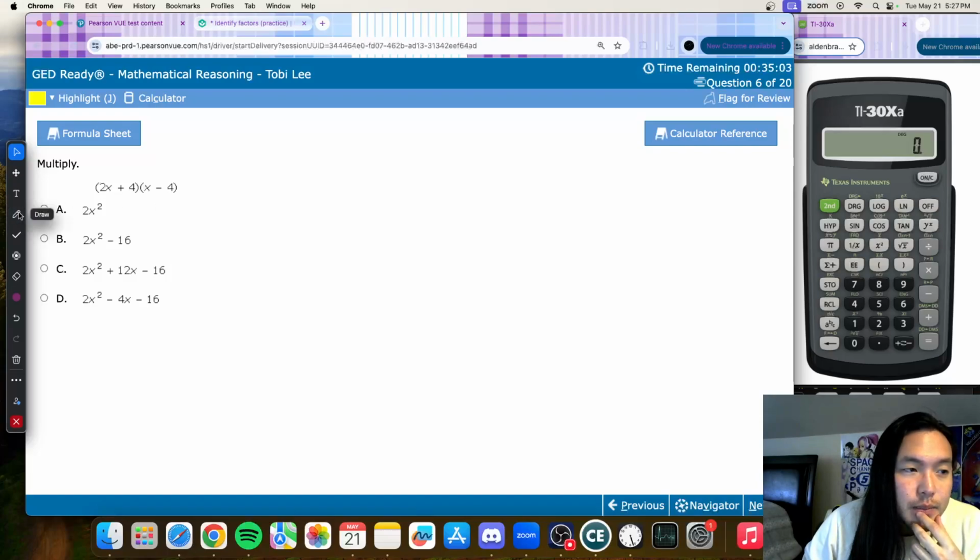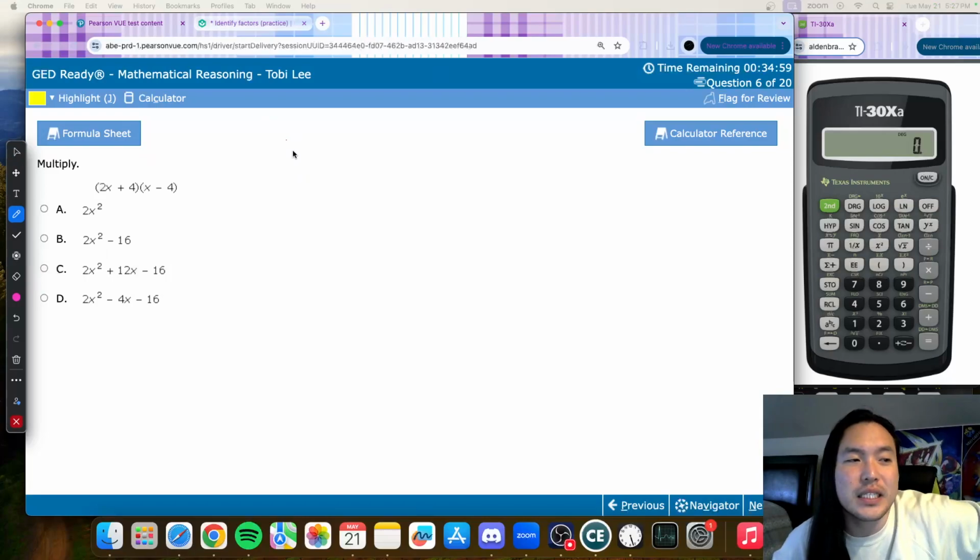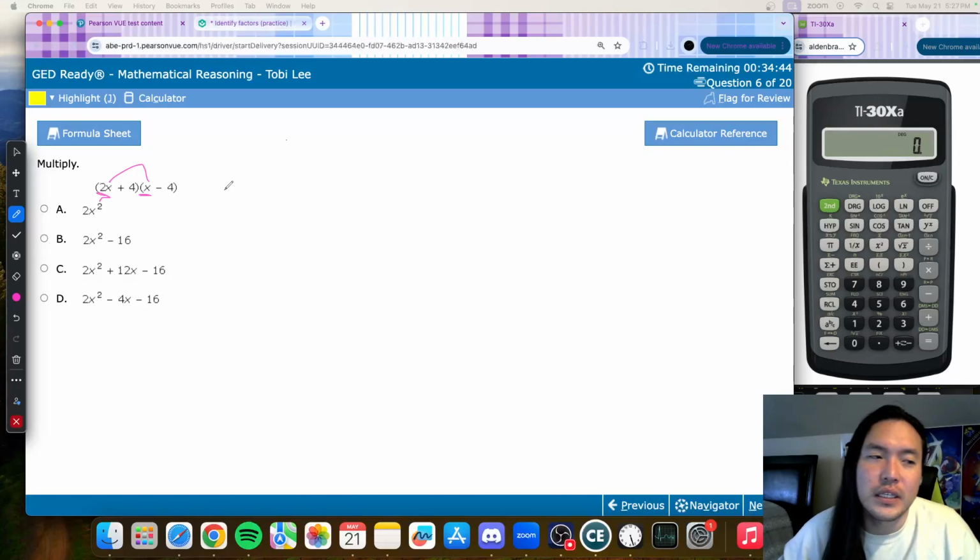Okay, they want us to multiply this. Let's go ahead and try that. We have 2x plus 4 times x minus 4. This is basic foiling. So how does foiling work? FOIL stands for front, outside, inside, last, right? So we start with the front. Front of the first factor is 2x. Front of the second factor is x. 2x times x is 2x squared.